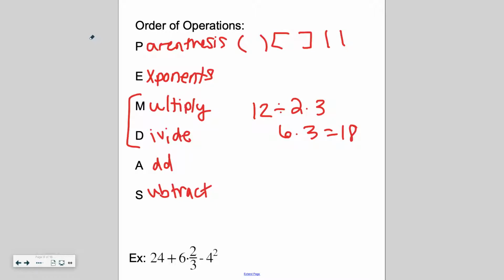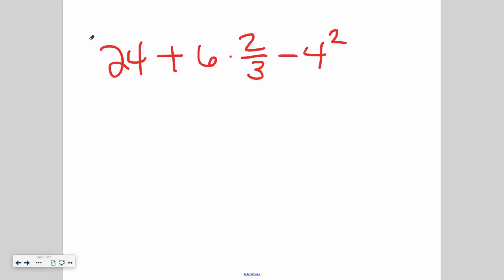Okay, so there's a problem at the bottom there. And I'm actually going to insert a new slide. Minus what? Minus 4 to the second power. Thank you. It's 24 plus 6 times 2/3 minus 4 to the second. Equal. So we need to simplify this. Okay, this is a numerical expression that we need to simplify down.